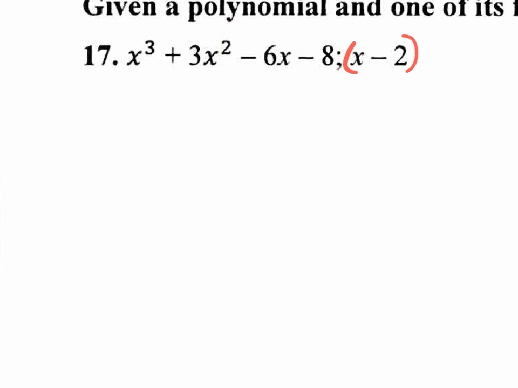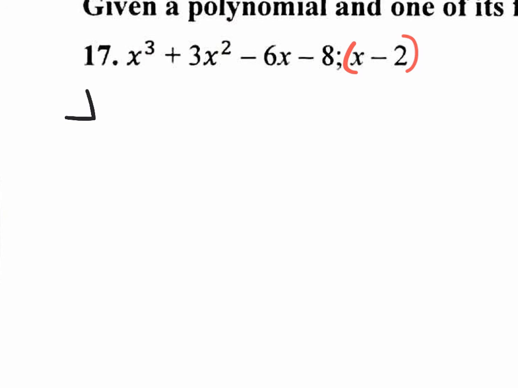So what does that mean? If this is a factor of this, if I divide this by this, what should my remainder be? 0. It should be 0 if it's a factor. And they're telling us that it is a factor, so our remainder better be 0. Let's actually do that and show that the remainder is 0.